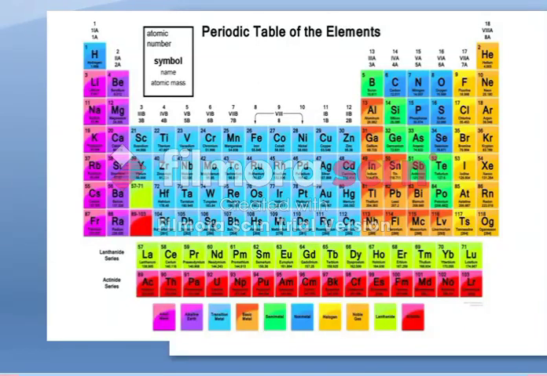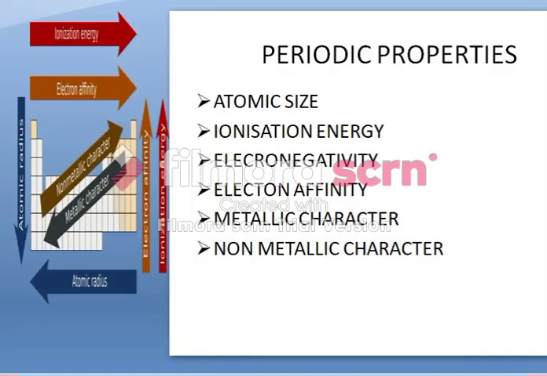Today in this video I will tell you about the variation of periodic properties across the period and down the group. Periodic properties are the properties of elements which vary with the increase in atomic number, and these periodic properties mainly include the atomic size, ionization energy, electronegativity, electron affinity, metallic character, and non-metallic character. So at the very first we will discuss the variation of atomic size.